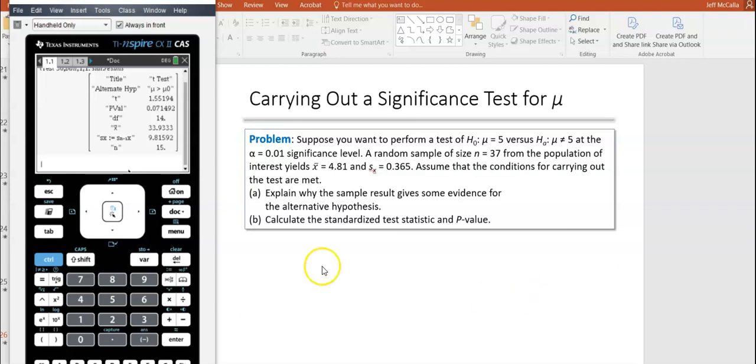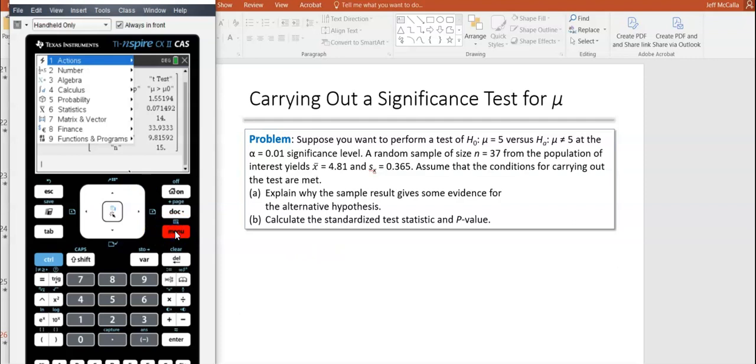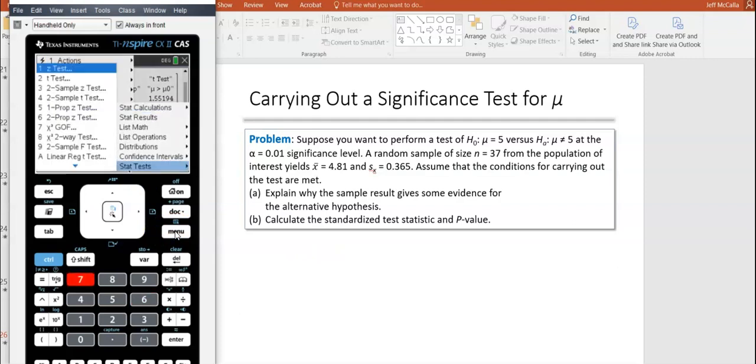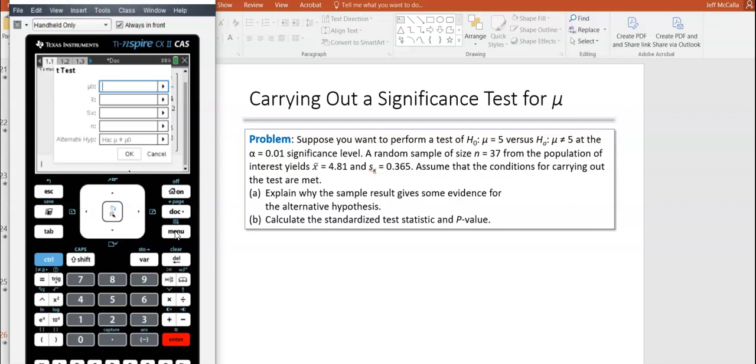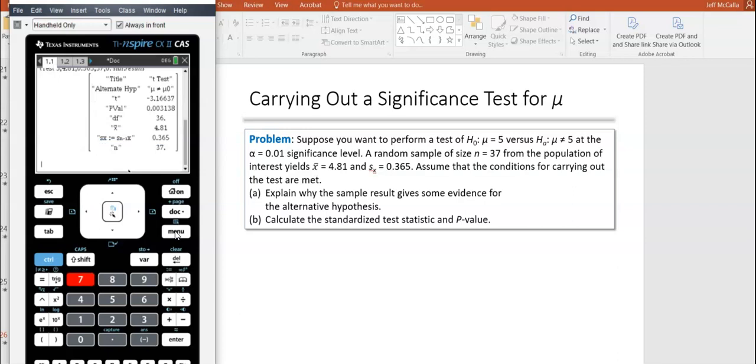Can we calculate that? This one we're going to use stats. So you go menu 6, 7 as a test. Again, it's a 1-sample t-test, so just a t-test in the calculator, and this time we're going to use stats. The null was 5. x bar is 4.81. Standard deviation is 0.365. n is 37. It defaults to the alternate being not equal to, which is correct in this case. And so you can do the test in your calculator.